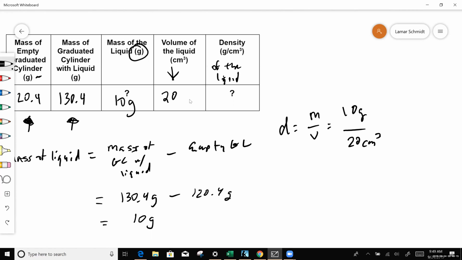Y'all made an easy scenario. No, 10 divided by 20 is not 2. Put it in your calculator. Everyone put that in your calculator. Do you know that 10 is half of 20? Yeah, it's 0.5. Okay, so 0.5 grams per cubic centimeter. You see how easy that was? Those are easy numbers. Well, if they're not easy numbers, you still know what to plug in your calculator, right? Yeah, so that's the idea there.